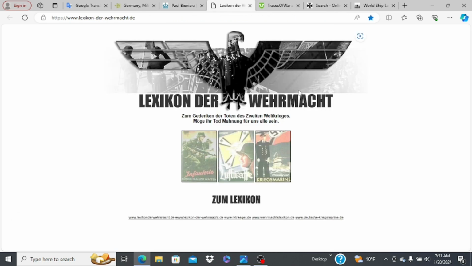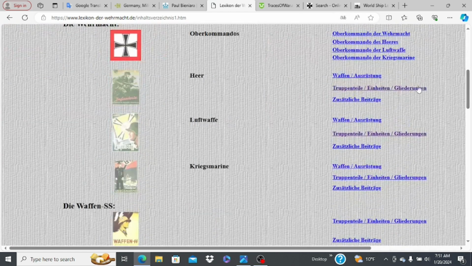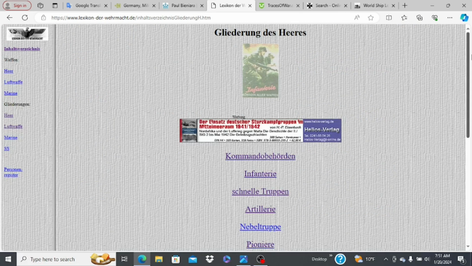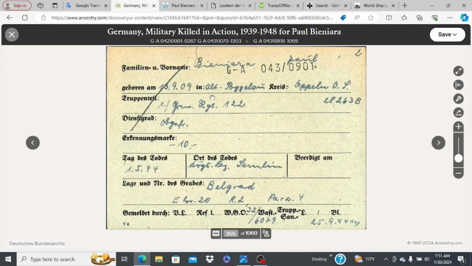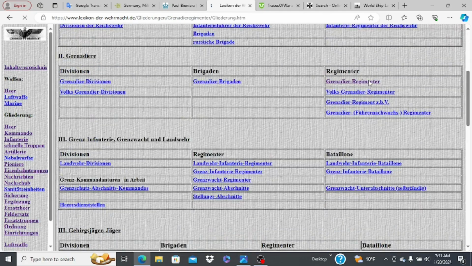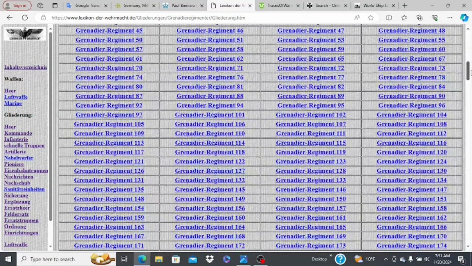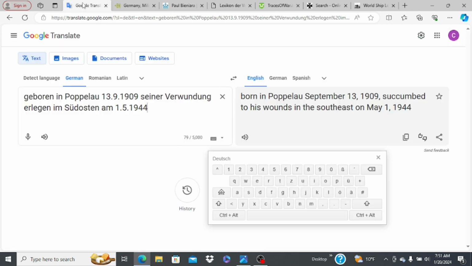Now, moving to Lexikon der Wehrmacht, this is the best resource for German military formations during World War II. I use this extensively, almost daily. So if we go to the German troops here, infantry, now we know that Paul was in the Grenadier Regiment 122. So we'll go down to Grenadier Regiments, go down to Grenadier Regiment 122. All right, and we have some information here. So we're going to copy paste that into Google Translate.